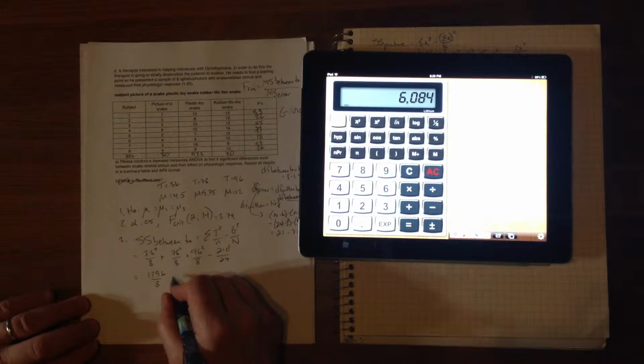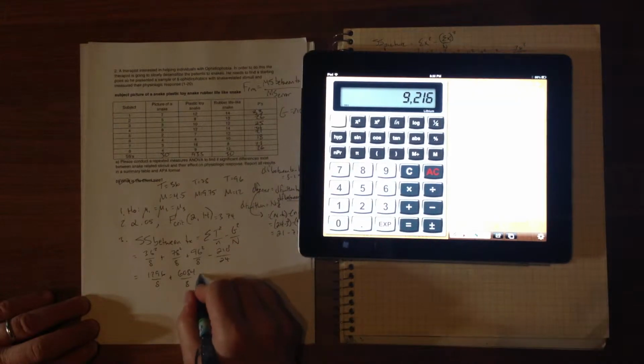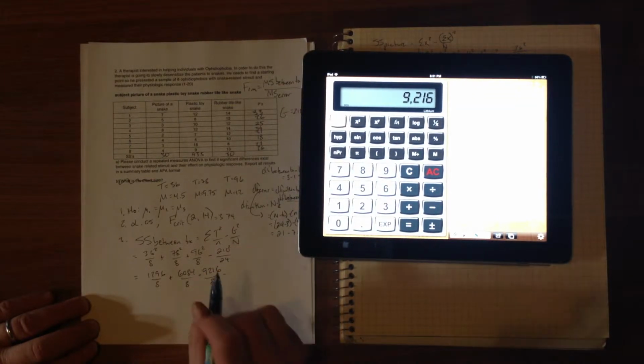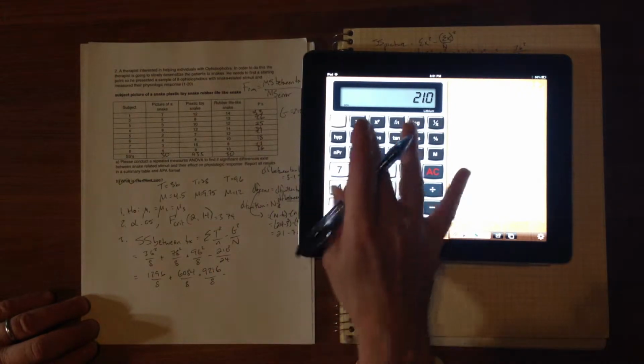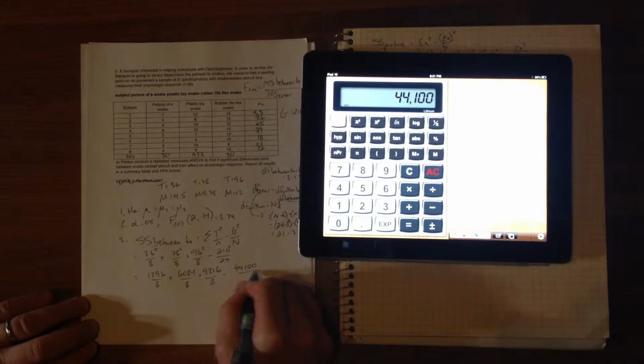36 squared is 1296 over 8. 78 squared is 6084. Divide that by 8. 96 squared is 9216. Divide that by 8. And minus 210 squared, that's 44,100, and we'll divide that by 24.